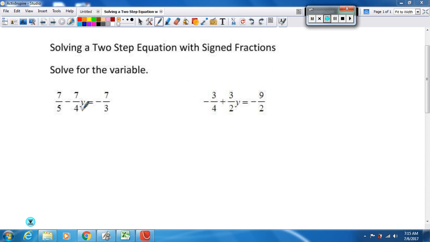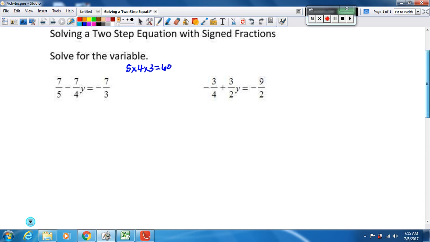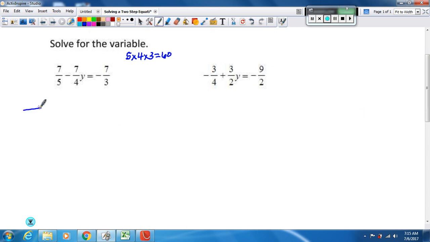So 5 times 4 is 20 times 3. Let me write that out. 5 times 4 times 3 equals 60. Once you do that, then you rewrite the problem with extra large fraction bars like this. 7 over 5 minus, fraction bar. Now that y on the side, I'm going to move that up to the top. Equals negative 7 over 3. And then that 60, whatever number you found there, you put that on the top with each fraction, or with each term, I should say.